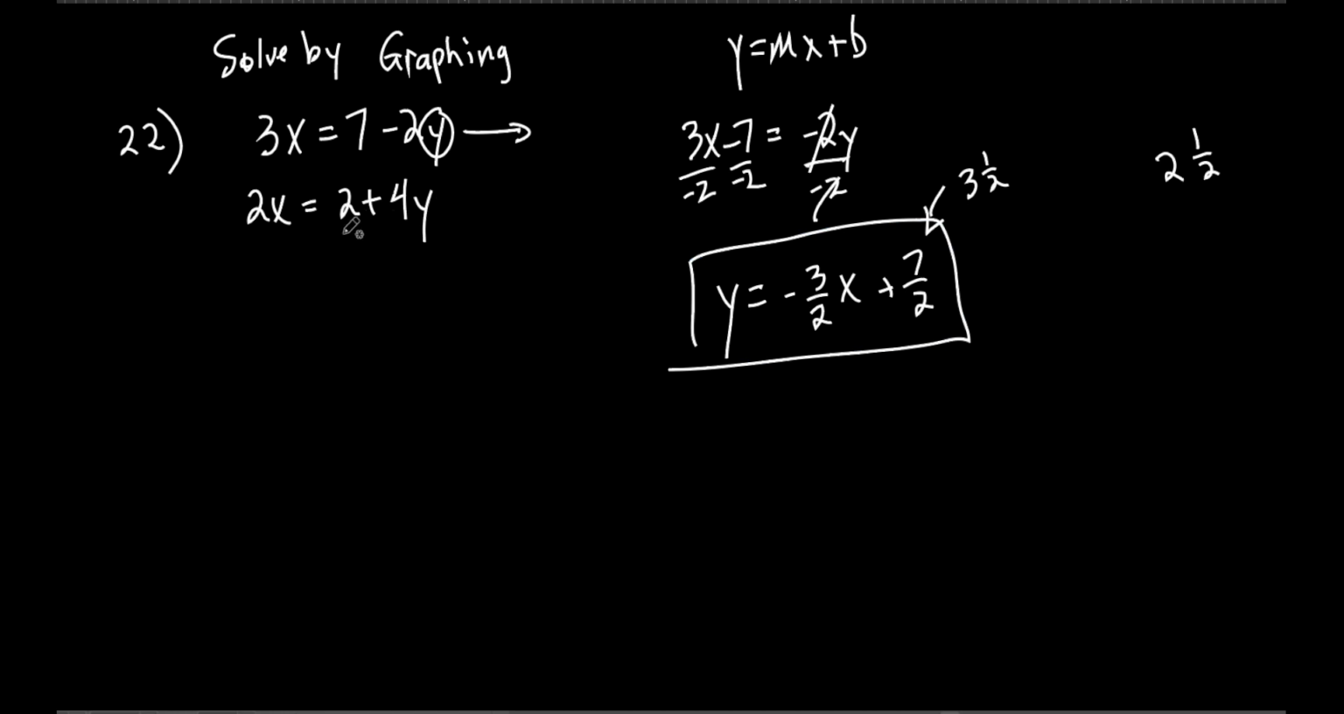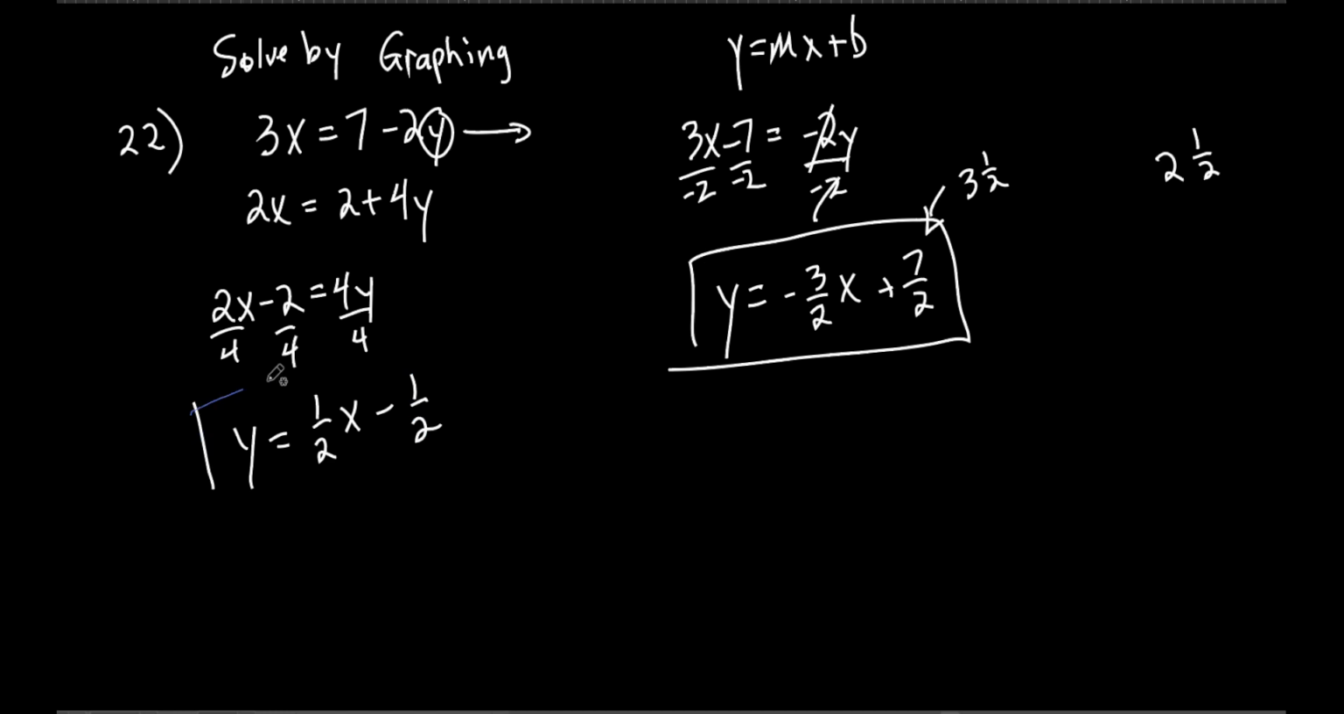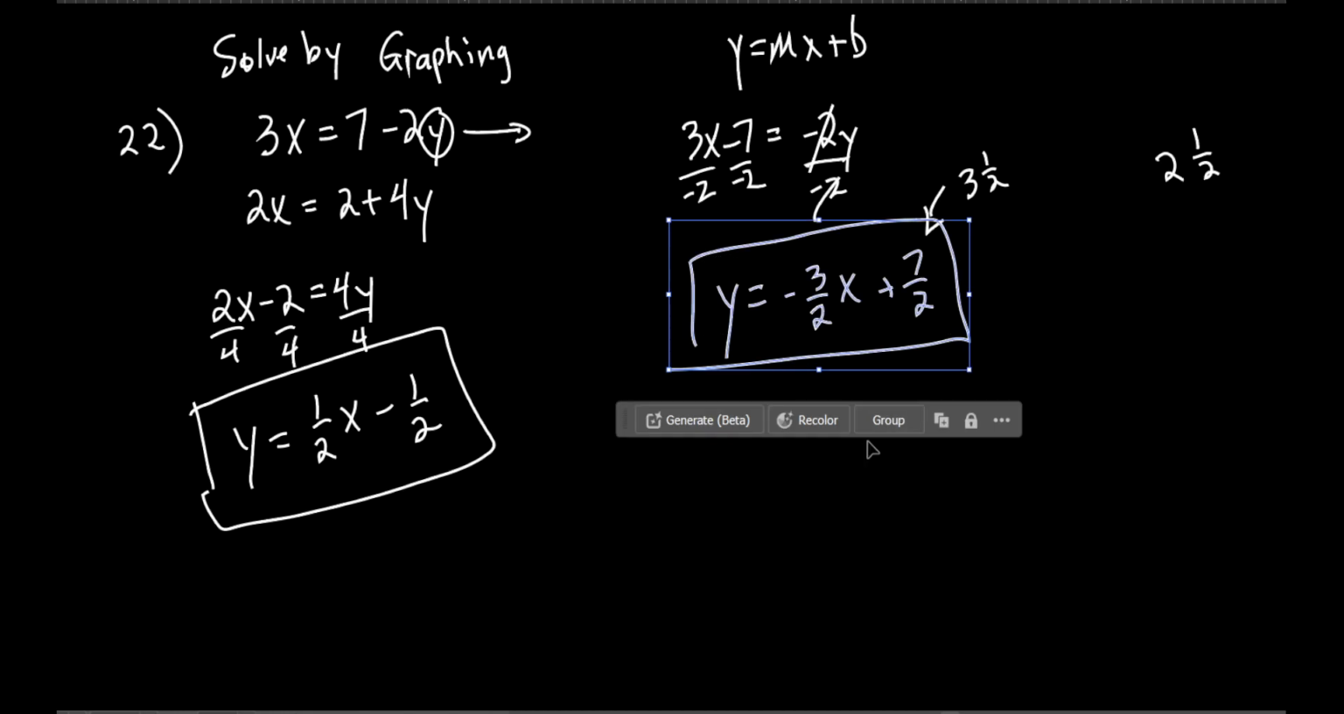Let's do it over here. Let's get y by itself. So subtract 2 from both sides. So I got 2x minus 2 equals 4y. Divide both sides by 4. So what do I get? y equals 2 over 4, that's 1/2 x minus 1/2. I don't think we did this one in class, to tell you the truth. Why did I put them in boxes? Just so I knew that's what I was going to graph.